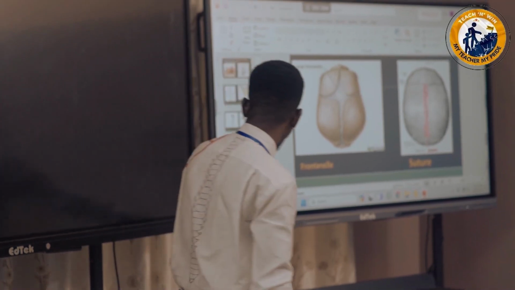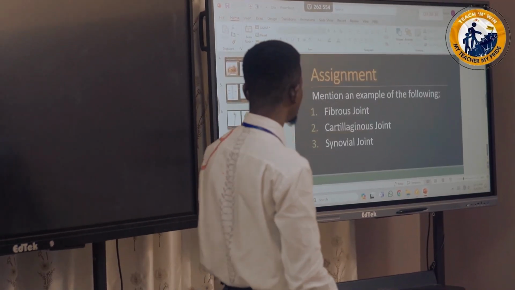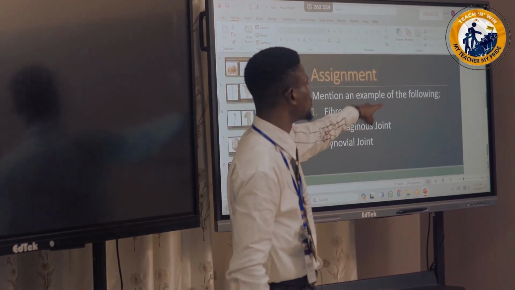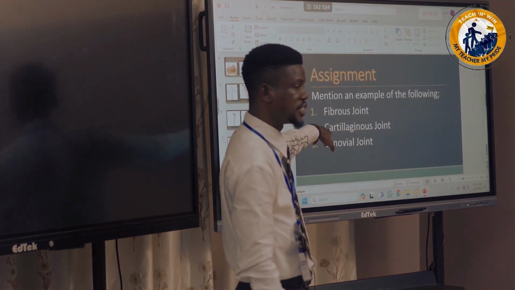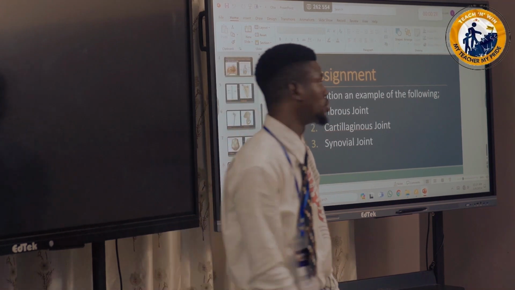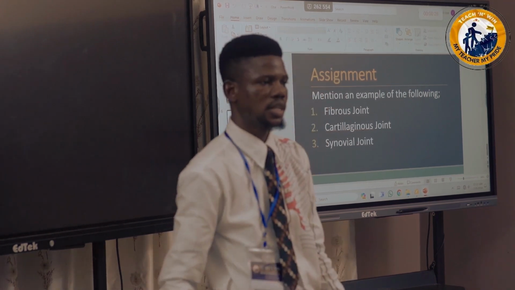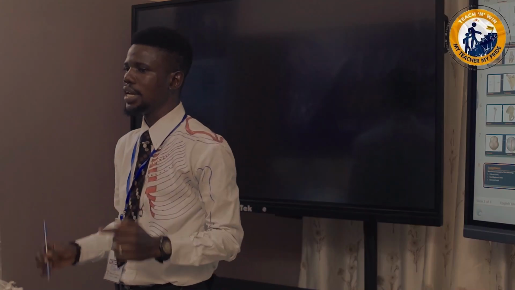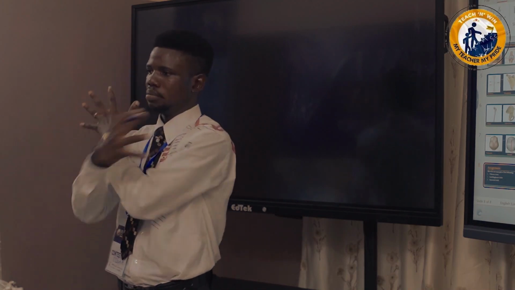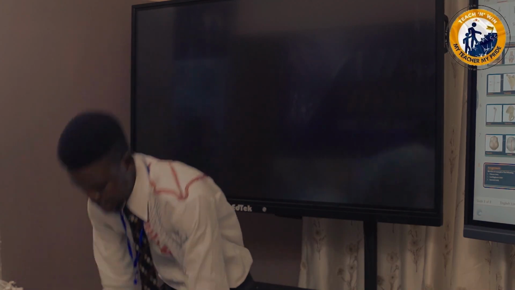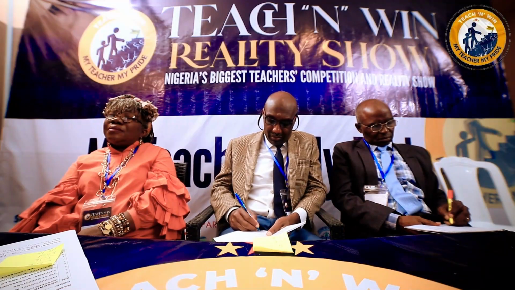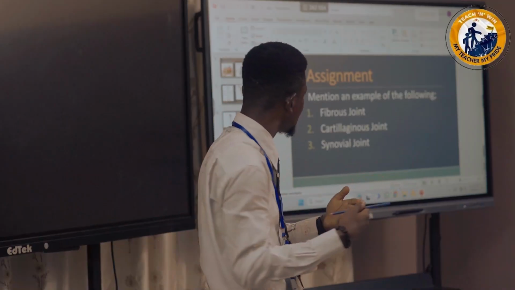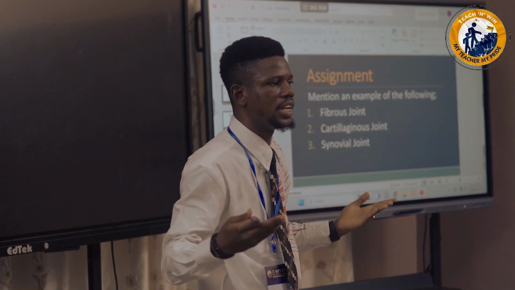Okay, so let us look at our take-home assignment. I want you to mention an example of the following: the fibrous joint, the cartilaginous joint, and the synovial joint, part of what I've mentioned in today's class. So please take note of that again. We'll say "my head, my shoulder, my knee, my toe," because a joint is not a point, but a region where two or more bones meet or articulate.